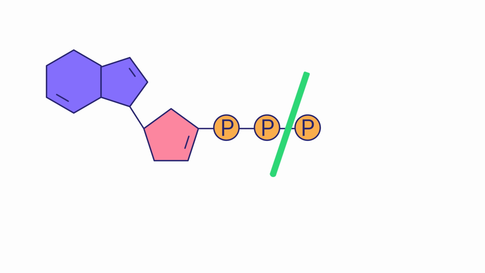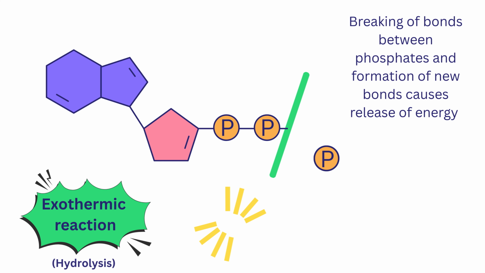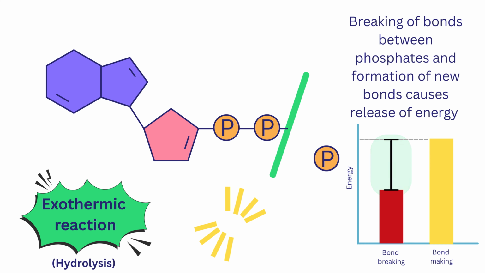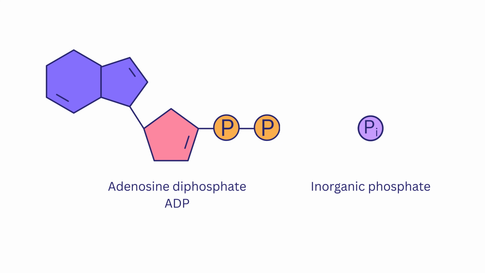The breaking of the bonds between the phosphate groups and subsequent formation of new bonds with other molecules like water allows ATP to release energy via an exothermic reaction. Cells can then use that net amount of energy released for vital chemical reactions that keep us alive. The resulting products are adenosine diphosphate, or ADP, which has just two phosphates, and an inorganic phosphate group.